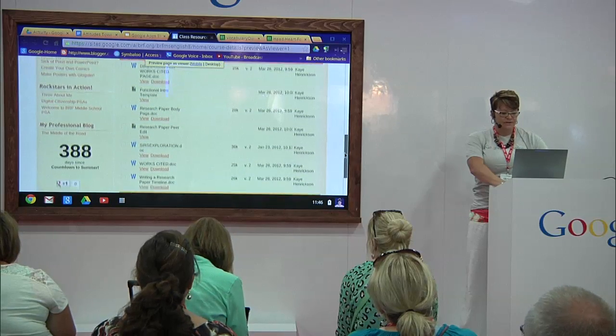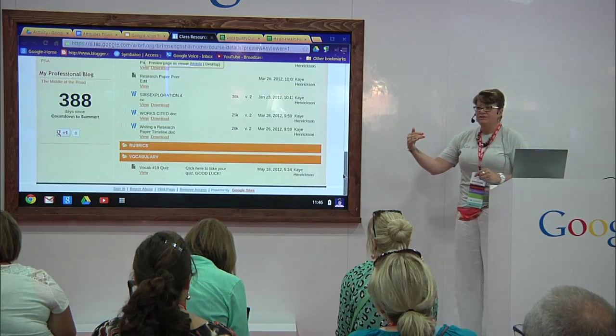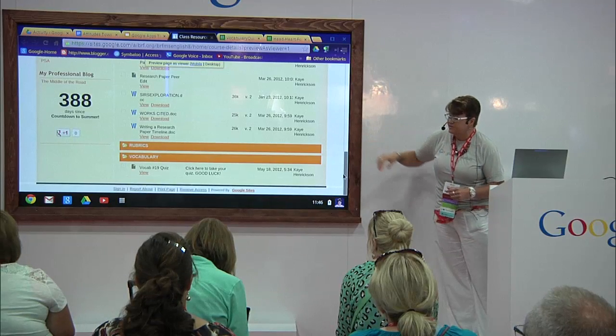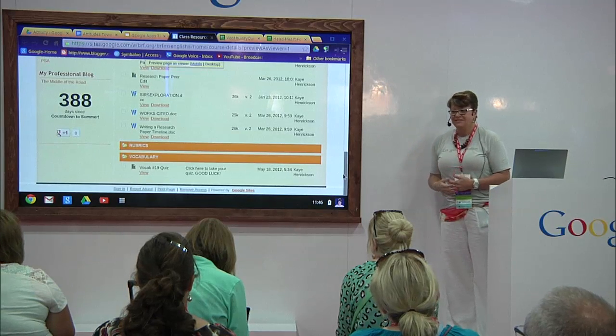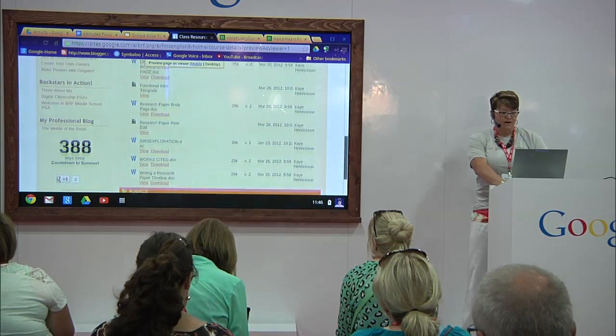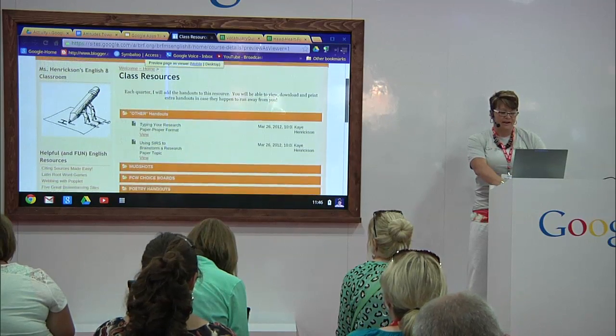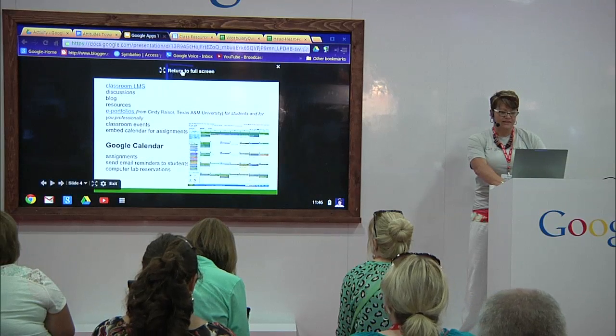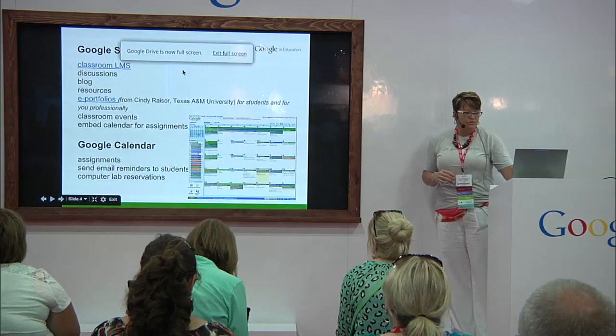But every single resource was at their fingertips, so if they forgot the rubric or forgot how to do the works cited, they didn't have to wait to come back to school to get another copy. They could just go to our website and find the information. So Google Sites is a great example of what you could do with an LMS.